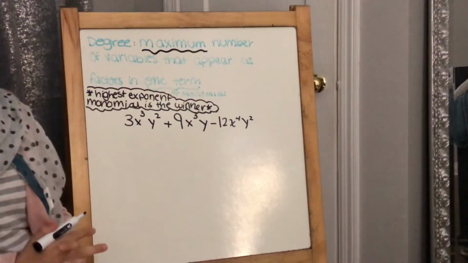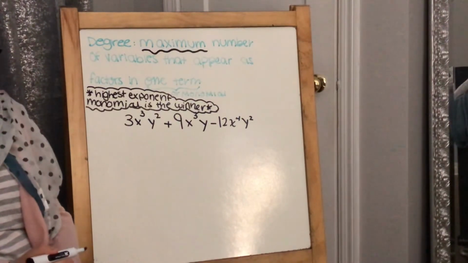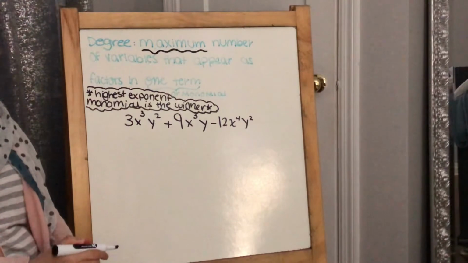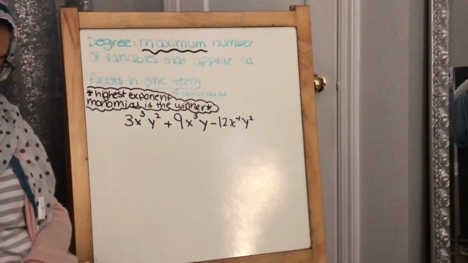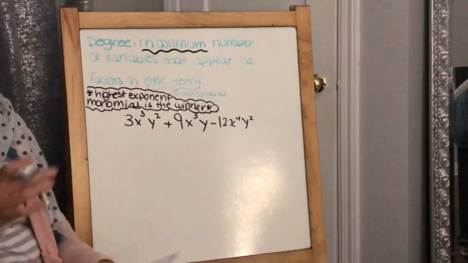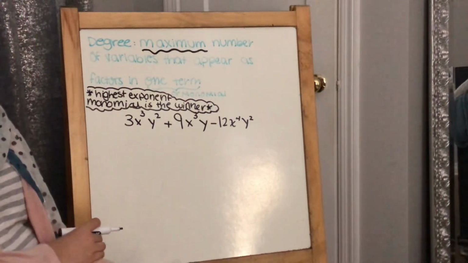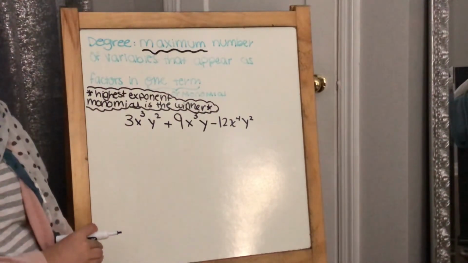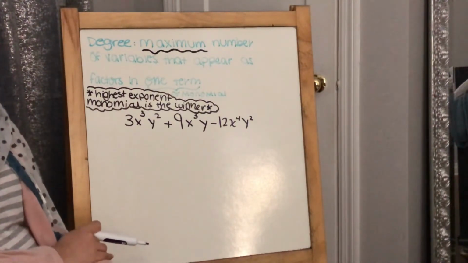So now that we have learned about how to classify our polynomials based on the number of terms, and we've learned about factors, we're going to now move on to degrees. And degrees are important because we can also classify polynomials based on their degrees. So degrees are basically the maximum number of variables that appear as factors in one term, or one monomial. So in order to understand this, it's best to look at an example.